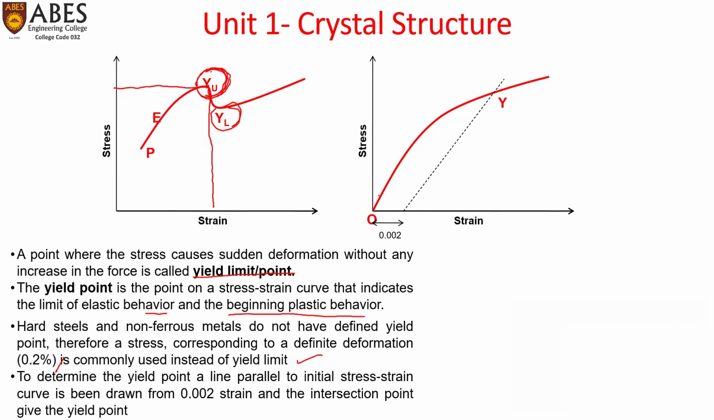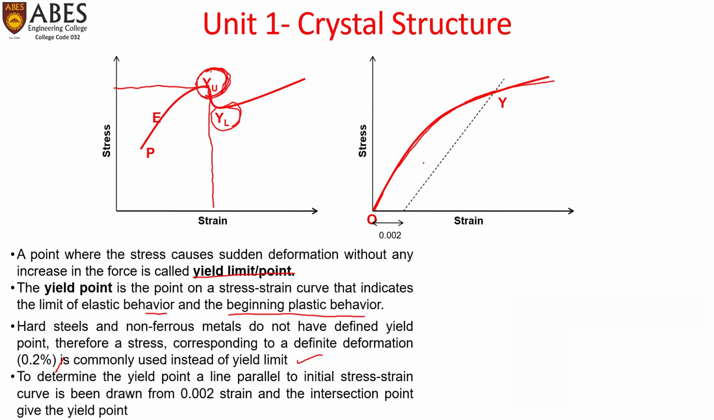But for a few materials other than mild steel, the curve will be like this and there is a gradual bending, and there would not be a sudden increase or a sudden yield point that can be assessed. So in this case, the convention is for hard steels and non-ferrous metals, we have to define the yield point corresponding to a definite deformation, 0.2% used for yield limit.